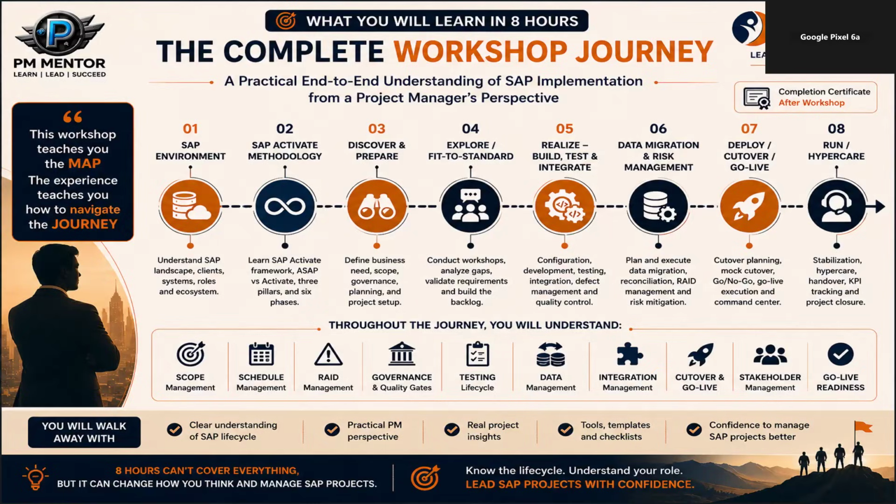Because before the project becomes busy with configuration and development, we need clarity. And what exactly are we implementing? Who owns the business decision? What is the scope? What is out of scope? How will the project be governed? If these things are not clear early, later they become a scope issue, and delay and escalation of course you will face. Then we enter explore and fit-to-standard. This is one of the most important areas in SAP S/4HANA implementation, and this is where the business starts discussing its requirements with the SAP team.